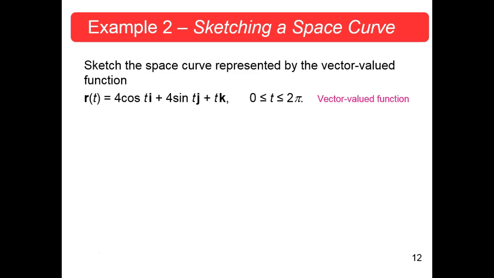All right, now we'll do example 2. Sketch the space curve represented by the vector-valued function r of t is equal to 4 cosine t i plus 4 sine t j plus t k. And this is good for 0 is less than or equal to t is less than or equal to 2 pi.